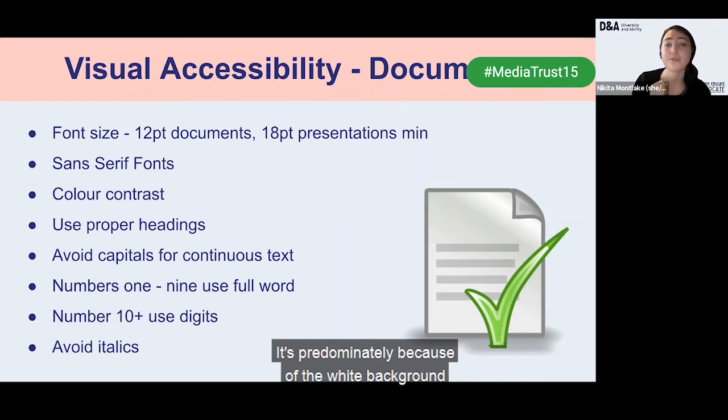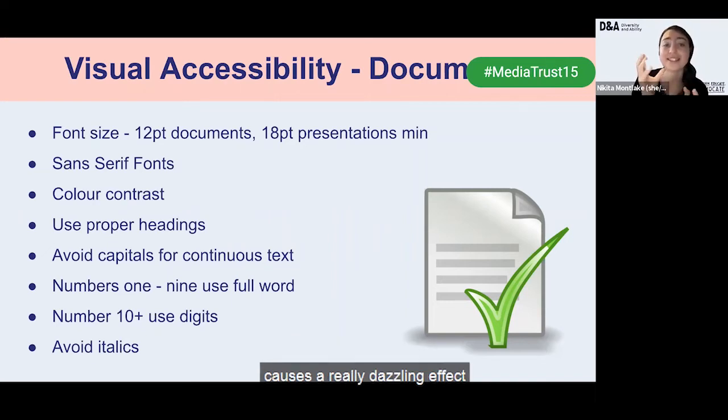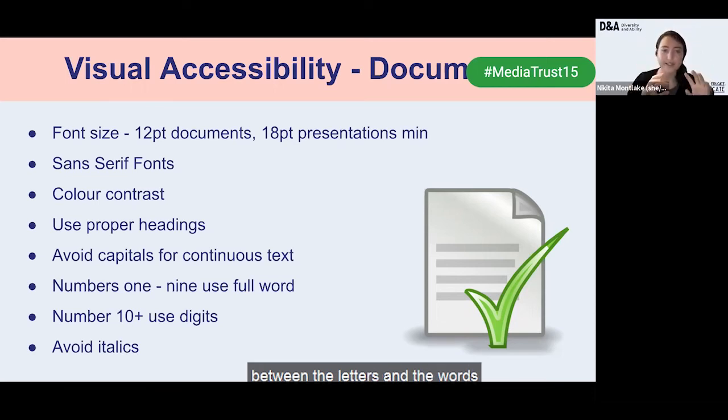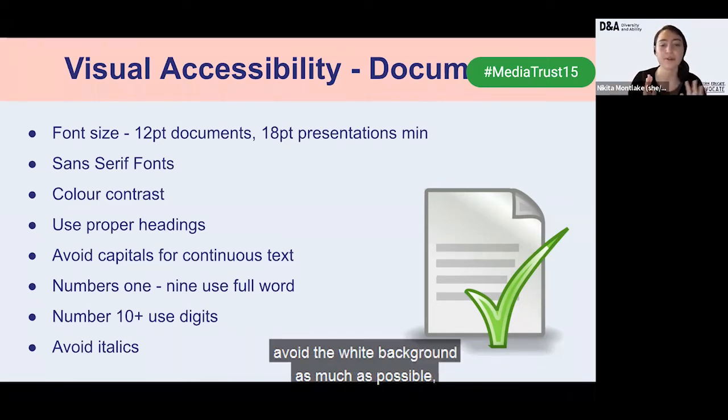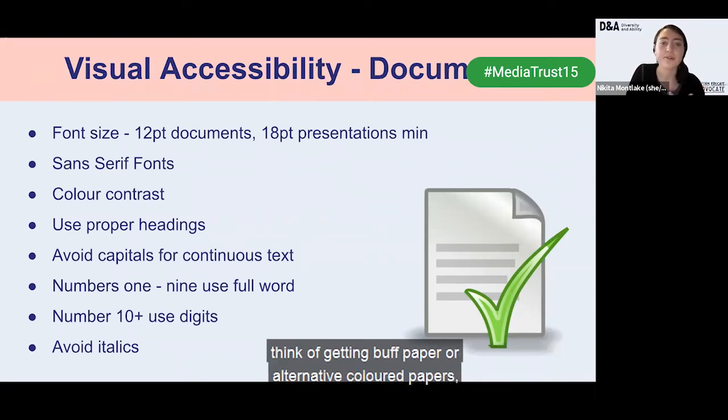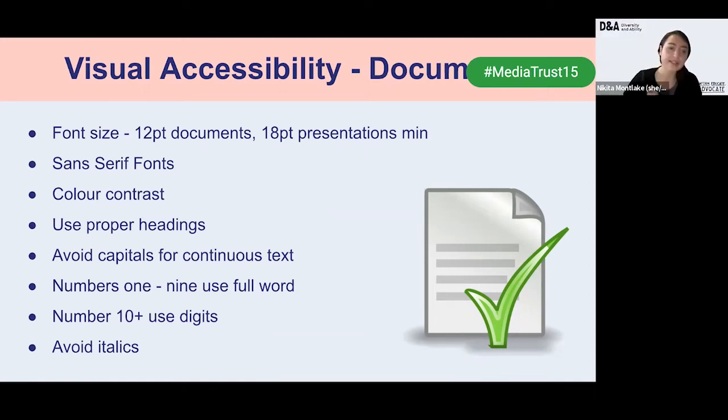It's predominantly because of the white background. It causes a really dazzling effect and causes something called the river effect, where we would actually see the white spaces between the letters and the words rather than the actual words themselves. So the number one key tip would be avoid the white background as much as possible, rather opt for an off-white or a light gray or light pastel color. Or if you're using paper, think of getting buff paper or alternative colored papers, just to avoid that white.